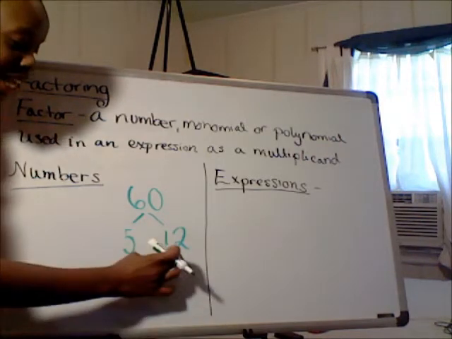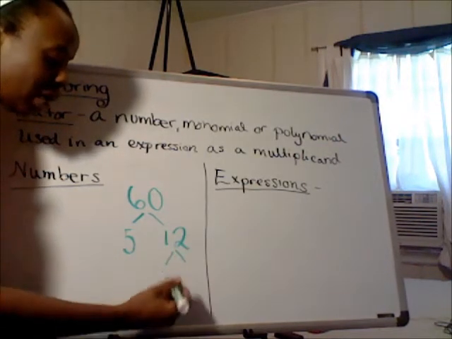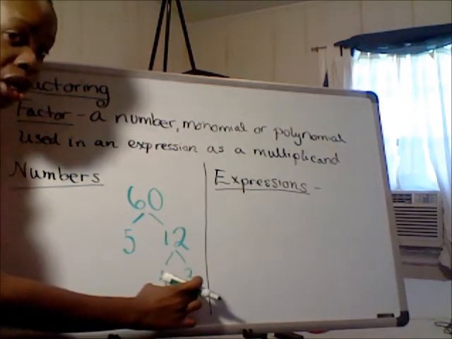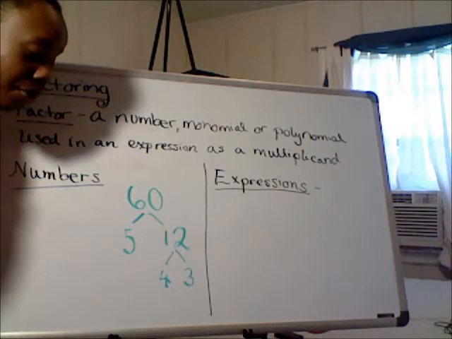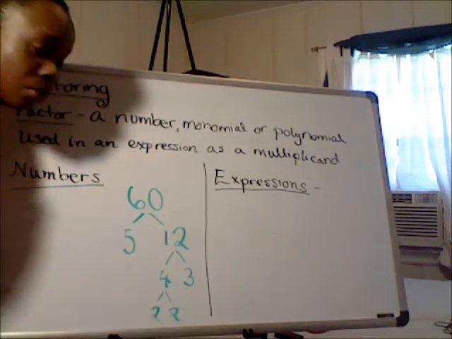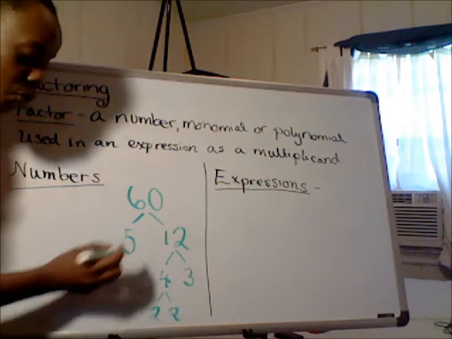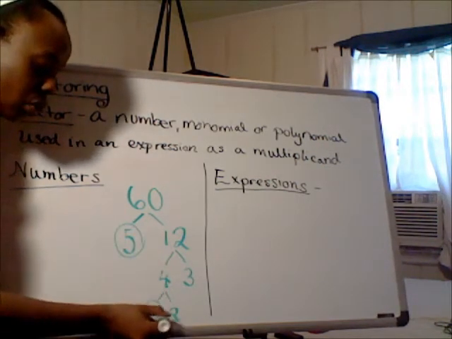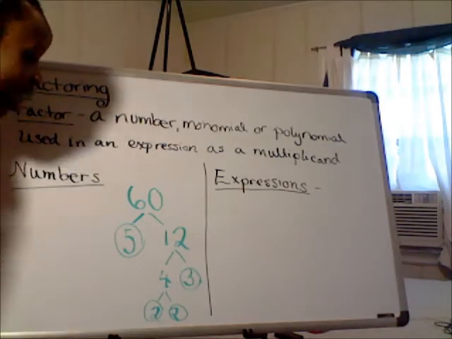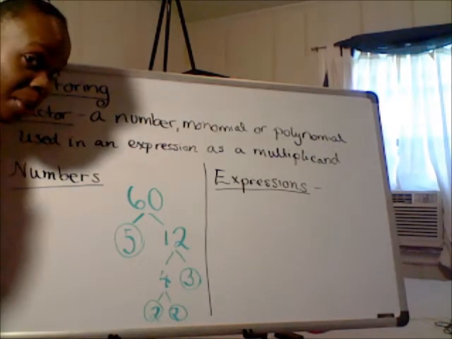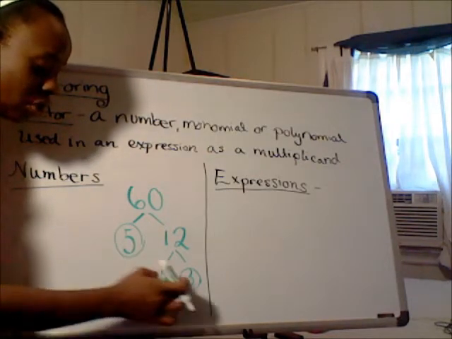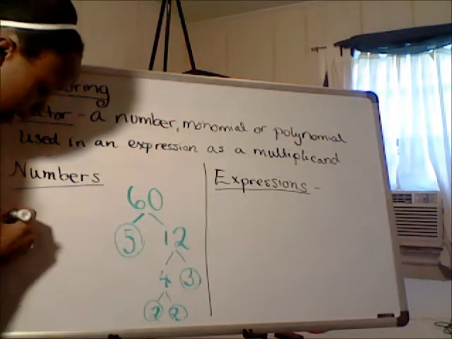If I wanted to break down 12 some more, you would get 4 and 3. 4 and 3 are two factors of 12. If I break down 4, I would get 2 and 2. 2 times 2 are two factors of 4. 5, 2, 2, and 3. These are the prime factors. And when I say prime factors, that means they can't be broken down anymore. These are the prime factors of 60.